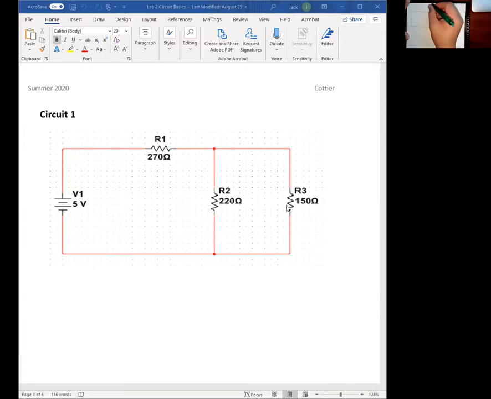All right. R1 is 270. We'll probably do this during the lab as well. But for now, let's do it theoretically. R2, 220.